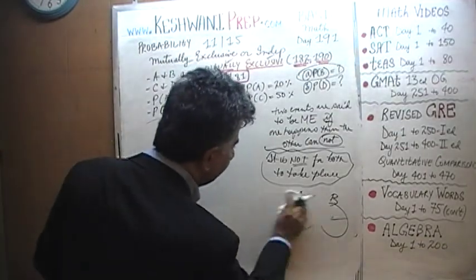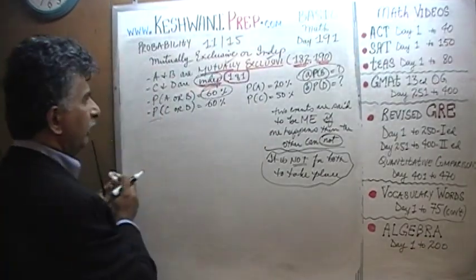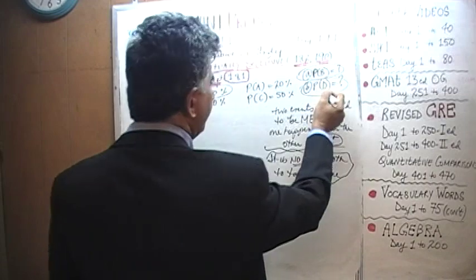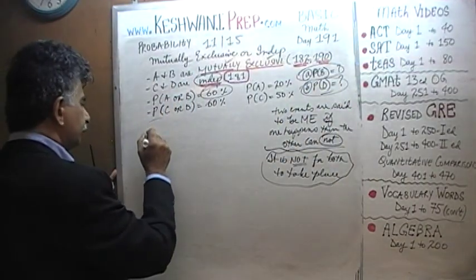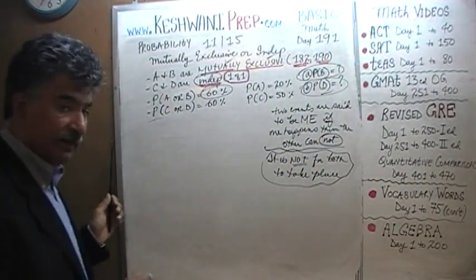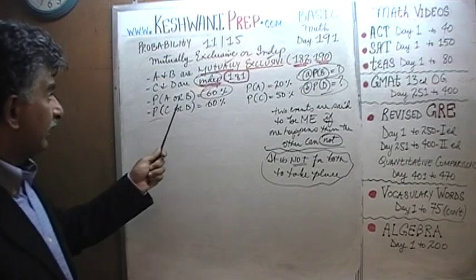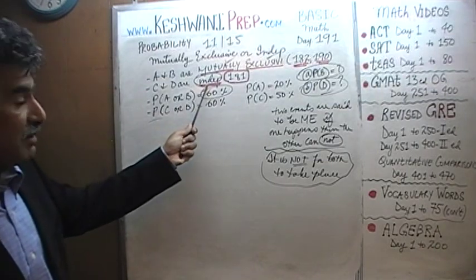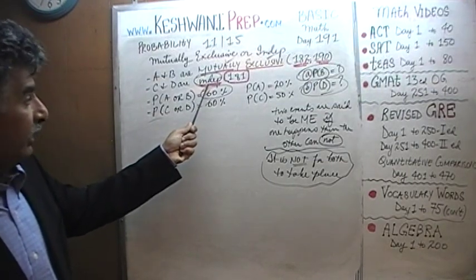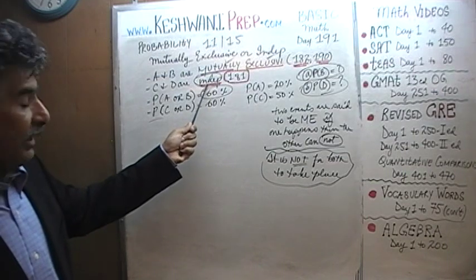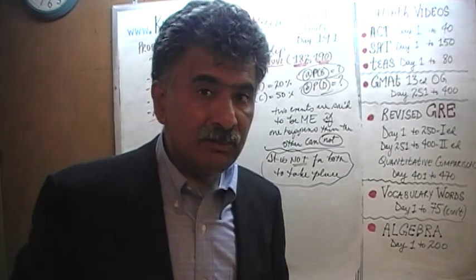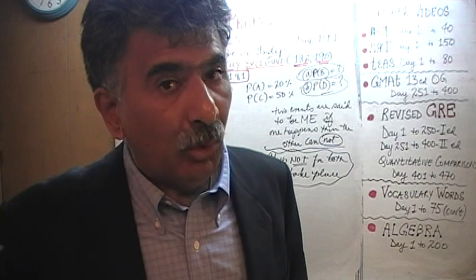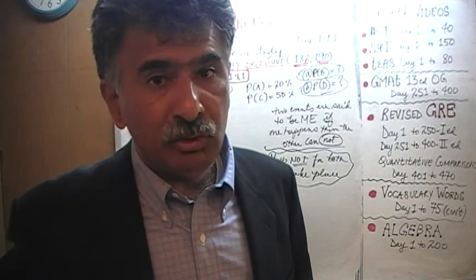So now we're going to work on this problem here, the probability of D. In that case, if the two events are not mutually exclusive, which they are not, how do we know that C and D are not mutually exclusive? Because we are told that they are independent. If they are independent, that means that the odds of one happening or not happening have absolutely nothing to do with each other.